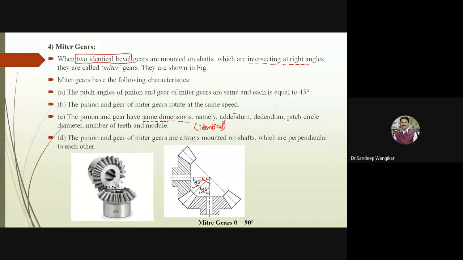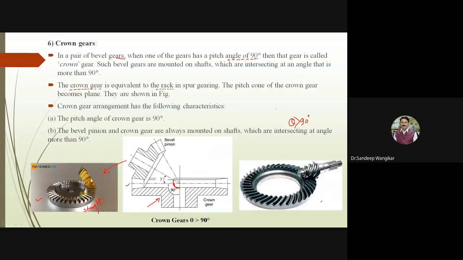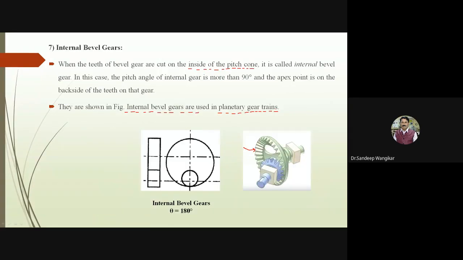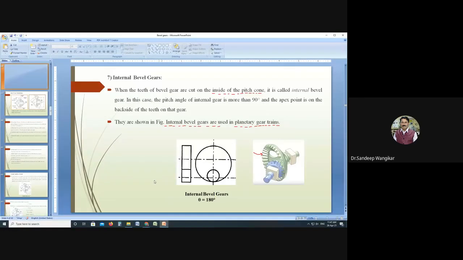Obtuse angle bevel gear: if the angle is more than 90 degrees, we call it obtuse angle. Then we have discussed the concept of crown. The crown is the gear having a pitch angle of 90 degrees, just like the rack in the case of spur gear. And last, we have discussed the internal bevel gear. So this is about the types of bevel gears.